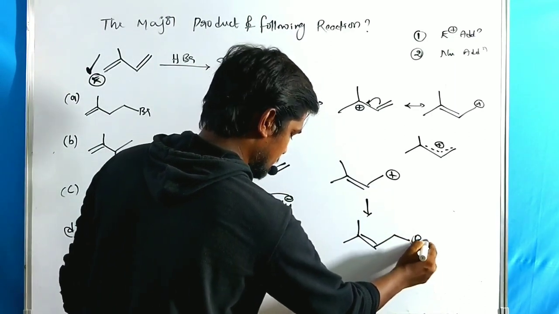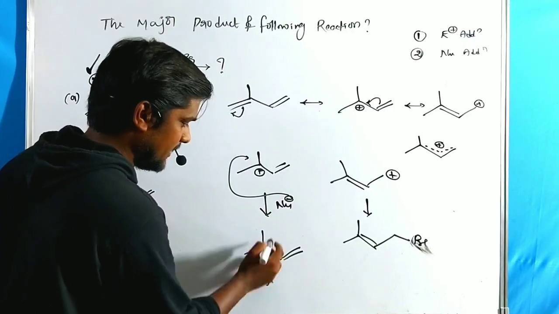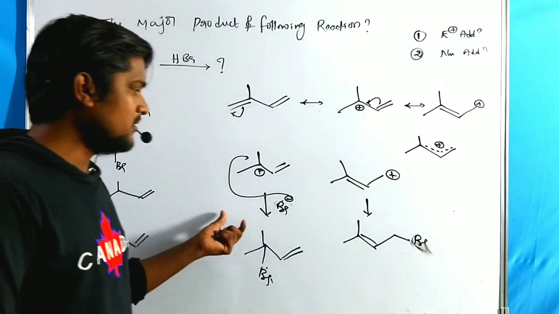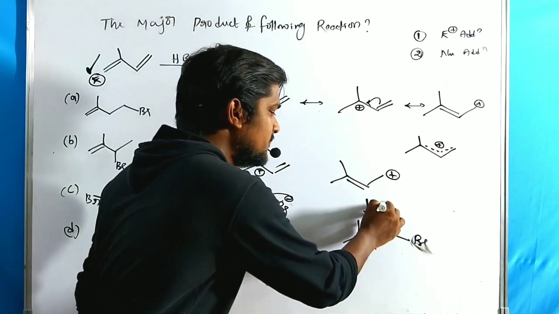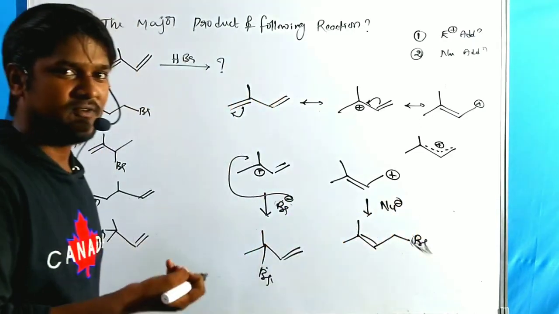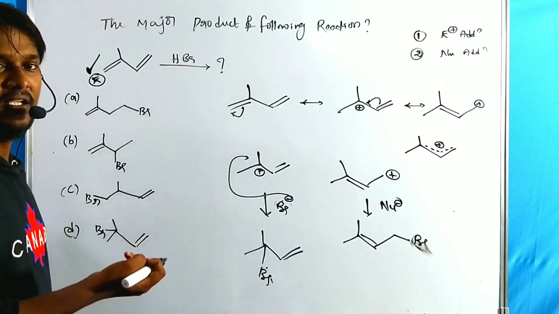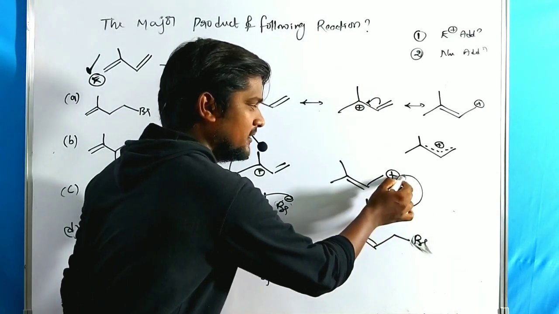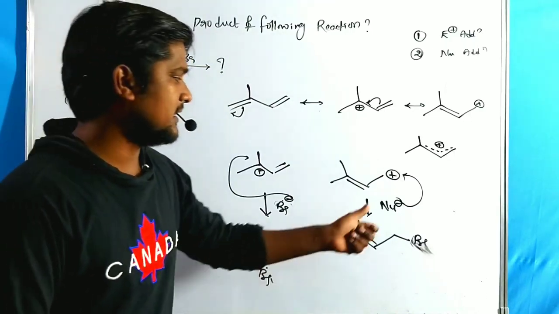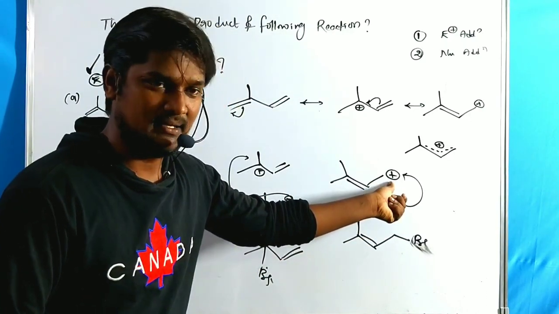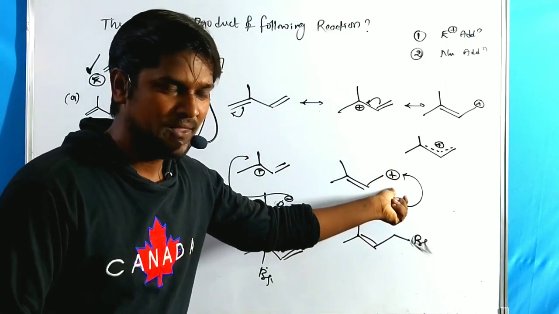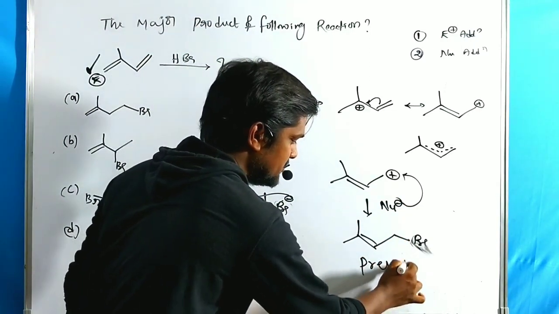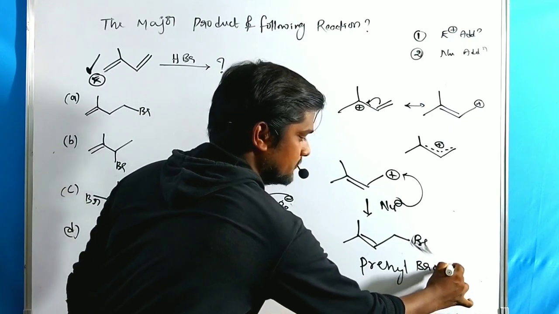Our nucleophile is bromide ion. That's why here I write the bromine. Now among these two nucleophilic additions, which is preferable and which one happens? Which one will give the major product? Now here it is a nucleophilic attack. So here it attacks the primary carbocation. Now here it creates the prenyl bromide.